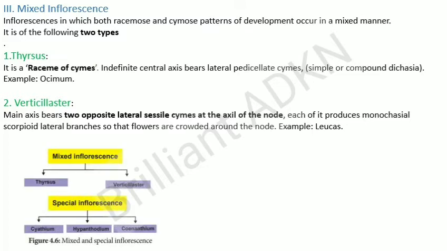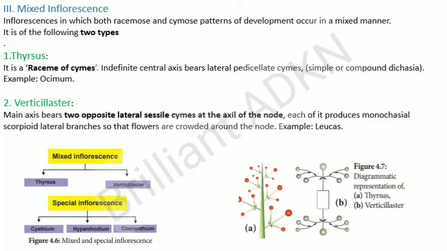See, this is the simple diagrammatic representation, that is the outline of mixed inflorescence. That is, mixed inflorescence is divided into thyrsus and verticillate, whereas special inflorescence is divided into Cyathium, Hypanthodium and Coenanthium. In this picture you can see the thyrsus and verticillate.